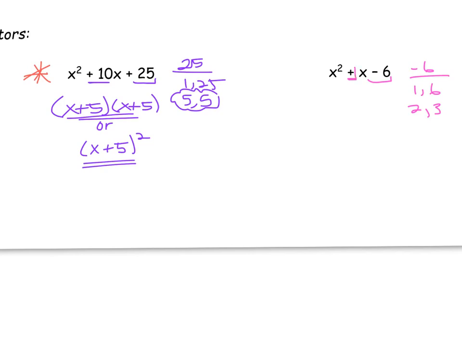So if we take a look at how to get positive 1, the 1 and 6 really aren't going to be helpful. But if we make 2 negative and 3 positive, that would give us x minus 2 times x plus 3. Multiplies to get negative 6 and adds to get positive 1.